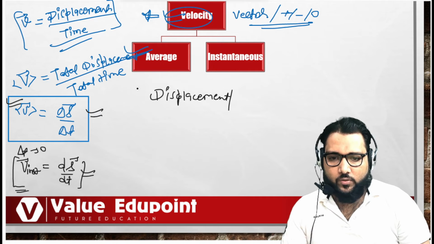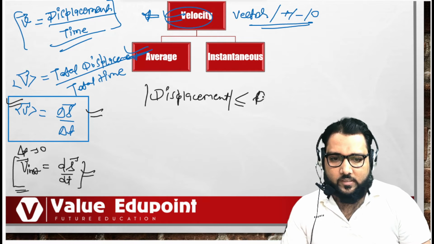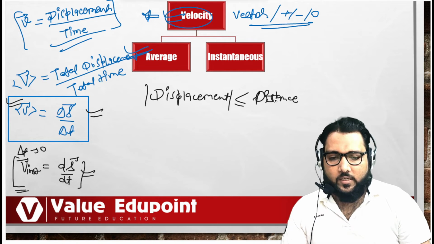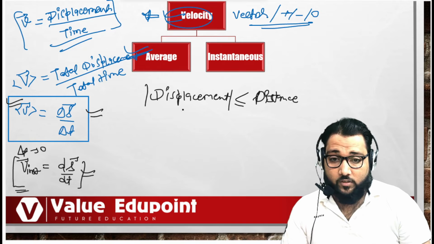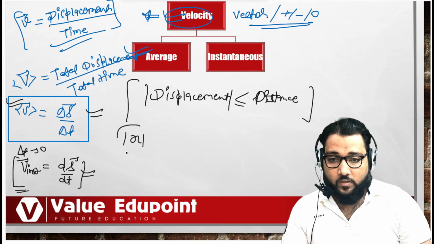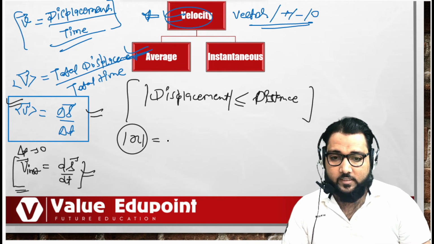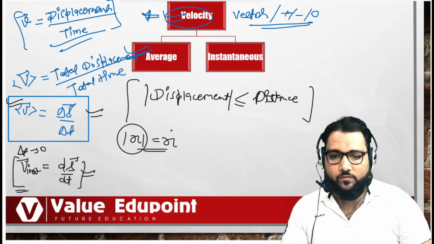Its magnitude will be less than or equal to distance. Either it equals the distance or it is less than. I'm talking about magnitude. In the function of mod, when you put minus x or plus x, it will always give a positive value.